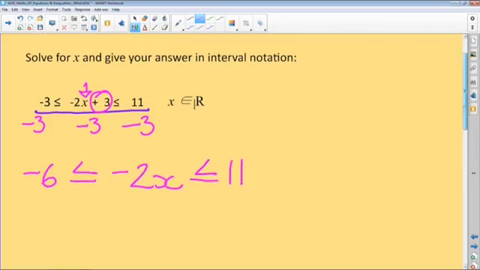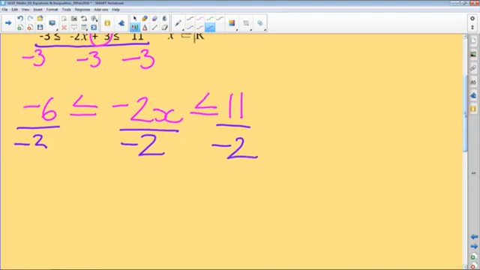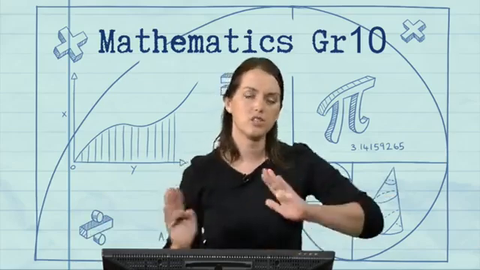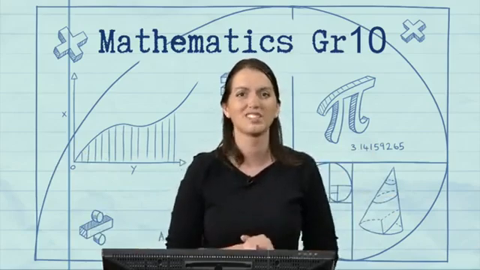Now, to get rid of that negative 2, we then need to divide all 3 parts by negative 2. And what did I say about dividing or multiplying by a negative number? It's going to change the direction of the sign. So negative 6 divided by negative 2 gives us positive 3, and the sign changes direction. And look, the sign changes direction over here, and we have negative 11 over 2. Now, generally, grade 10s, what I then do is rearrange it so the negative number comes first, and it just flows nicely, but we have run out of time.